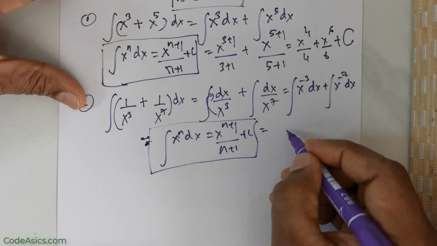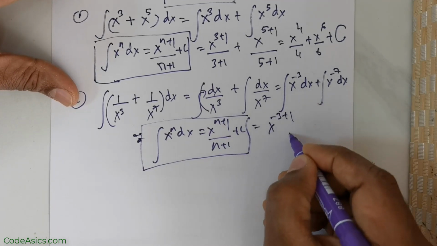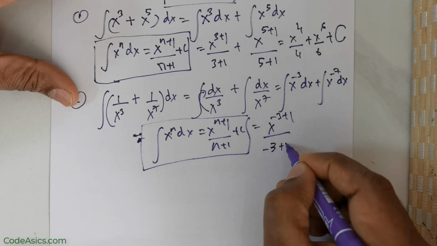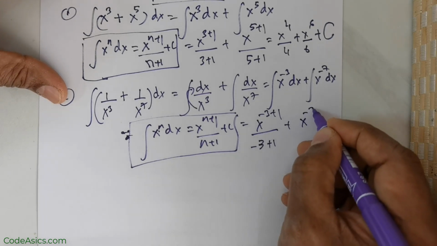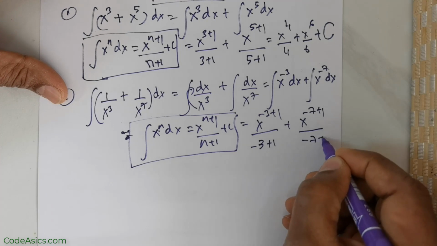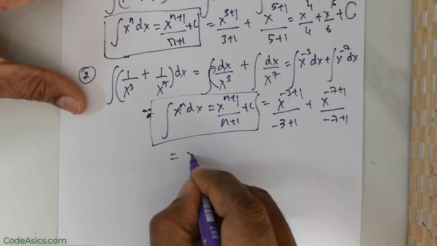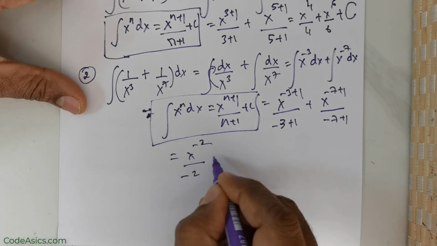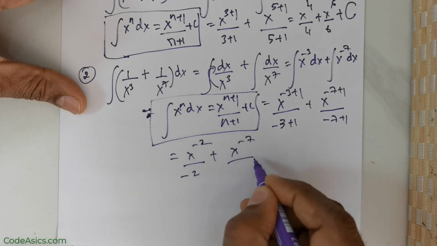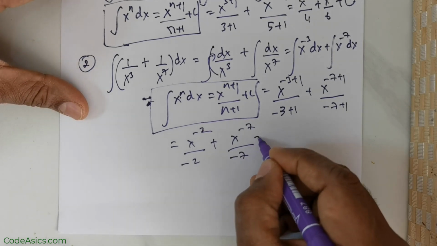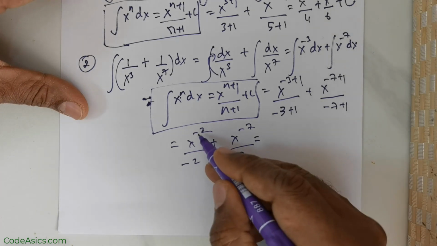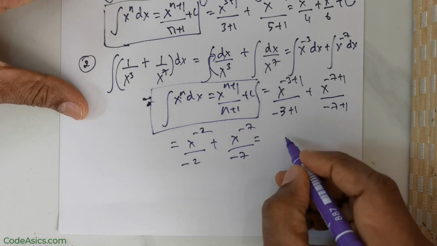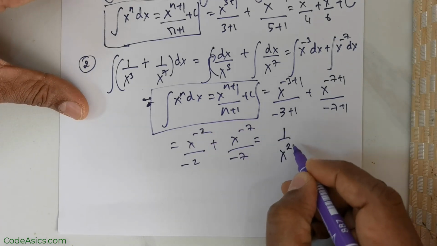So by that, this is going to be x to the power of negative 3 added with 1, negative 3 added with 1, negative 7 added with 1, negative 7 added with 1. So this is x to the power of negative 2 over negative 2 plus x raised to the power of negative 6 over negative 6. Bring this x raised to the power of negative 2 down, so that's going to be 1 over x raised to the power of 2.